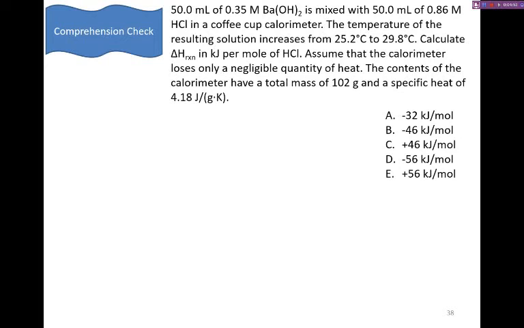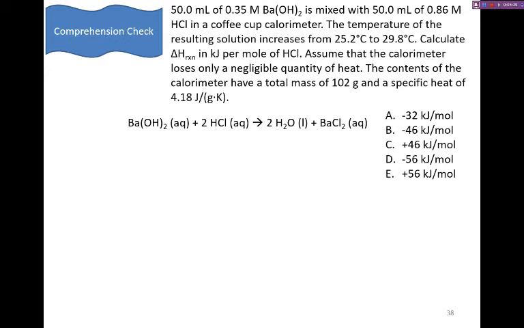Welcome back. Okay, so we've got some barium hydroxide mixed with hydrochloric acid. You should recognize that as an acid-base type reaction, and therefore we would get the following chemical reaction. We're told that there's a temperature increase. We want to know what's the enthalpy of reaction in kilojoules per mole for hydrochloric acid. We're given the total mass of 102 grams and the specific heat. So, how do we do this?